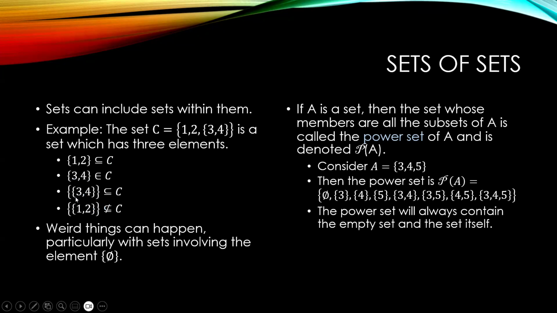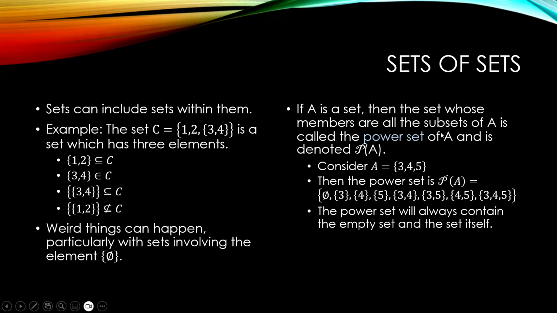The set containing 3, 4 is in fact a subset of C because, well, if we just have a set which has the set containing 3 and 4, this has the set containing 3, 4 in it. So this would be a subset. The set containing 1, 2 would not be a subset of C. Weird things can happen, particularly with sets involving the element empty set or the set containing the empty set. This can get weird. We'll see how weird soon enough.